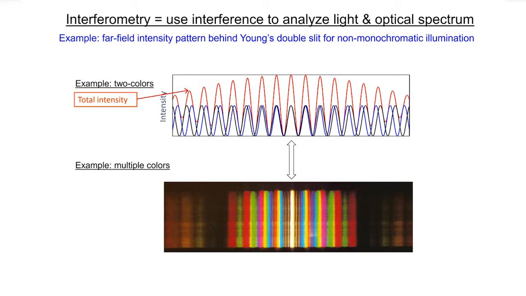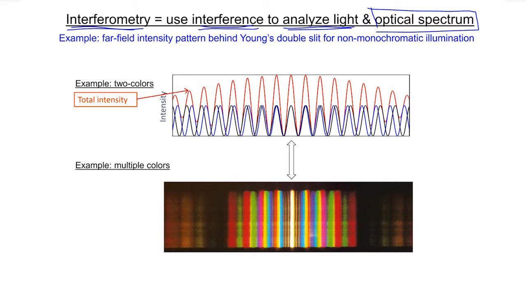Why would you be interested in the interference between N bigger than 2 sources of light? The key word is interferometry. Interferometry is the use of optical interference to analyze light, and in particular to look at the optical spectrum of light, to see what colors are inside the optical source.